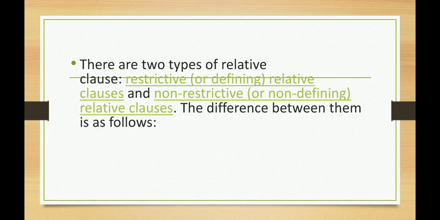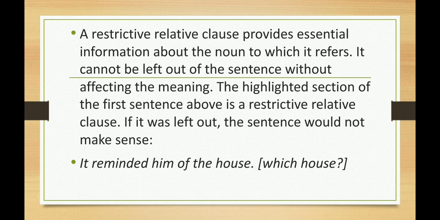We have two types of relative clauses. Number one is the defining, or restrictive, relative clause, and then we have the non-defining, or non-restrictive, relative clause. The main difference between the two is that a restrictive relative clause provides essential information about the noun to which it refers, so it cannot be left out of the sentence without affecting the meaning.